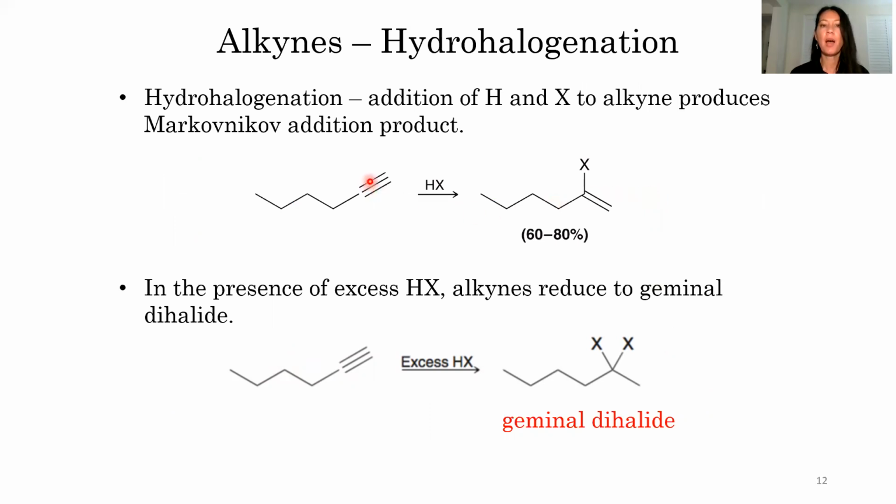Basically, the pi bond will break, add an H, and you reveal the more substituted carbocation. Then the halide will come in and attach. So in this reaction with alkynes, what you get is a haloalkene. If you have excess HX, which could be HBr, HCl, what happens is it occurs twice. So you get what's called a geminal dihalide. Geminal meaning both on the same carbon.